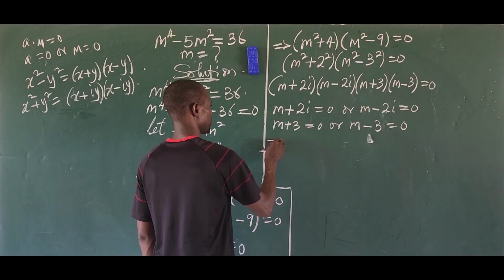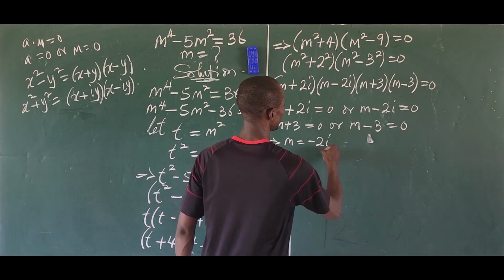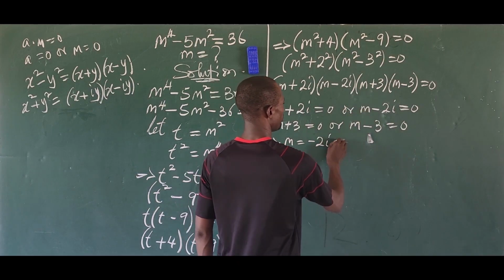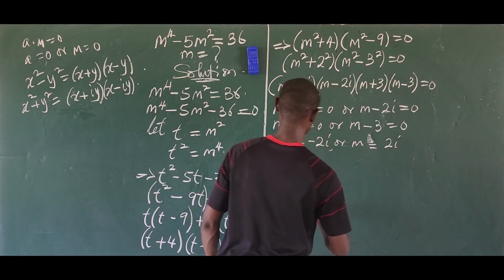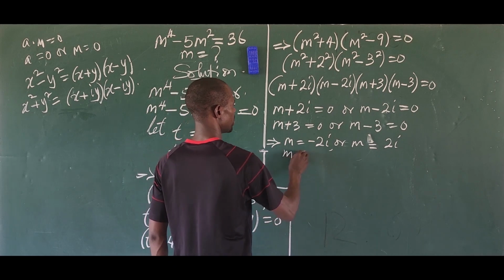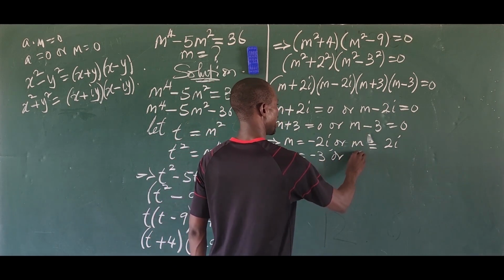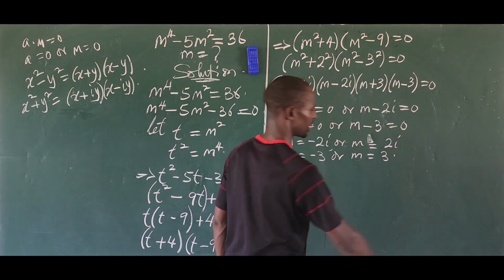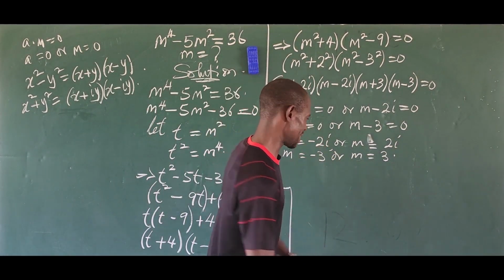It is clear. So this now implies that m is equal to minus 2i, or we have m is equal to positive 2i. Down here we have m is equal to minus 3, or here we have m is equal to positive 3. So let's bring that out in a well-organized form.